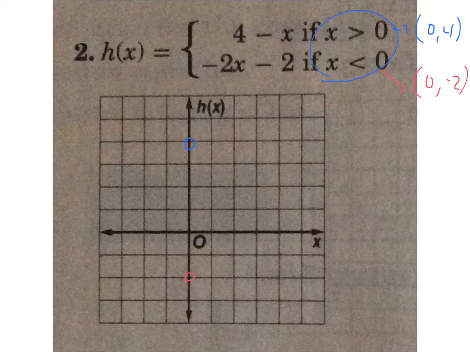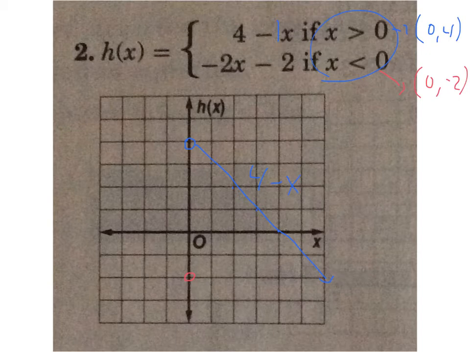From the blue open circle to the right, we're going to keep graphing the equation y equals 4 minus x. So the slope for that one is negative 1. So we'll go down 1, over 1, down 1, over 1, etc. And then we can connect all those blue dots. So this is 4 minus x. And then we can go to the red dot.